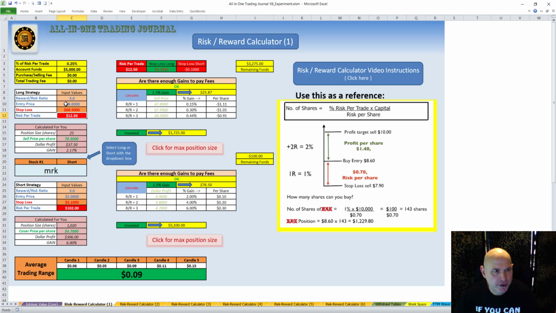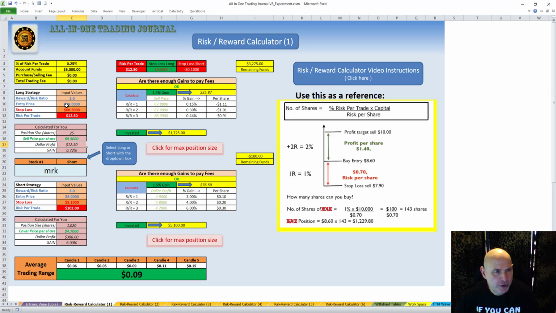Then you enter your entry price and your stop loss. By default, your reward to risk ratio is 3, which calculates out to 3 times your risk per trade. In this particular instance, it's $37.50. I can change that to 2, and then it would change to 25, or I can change it to 1, and then it would change to $12.50.